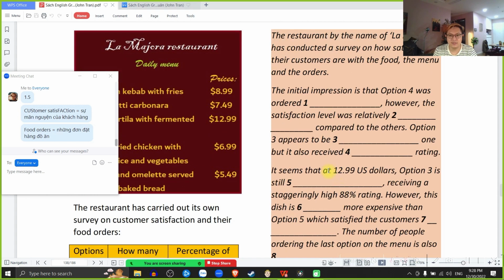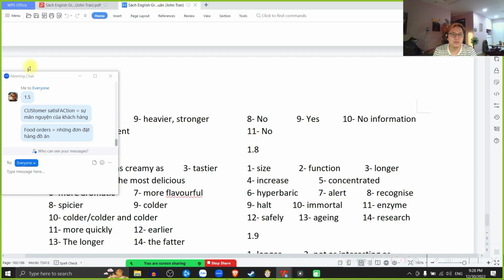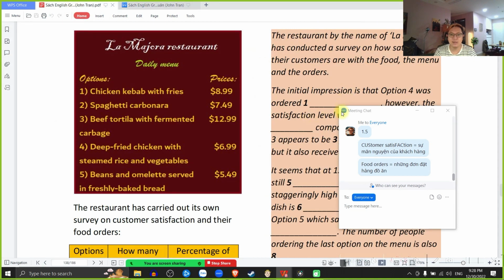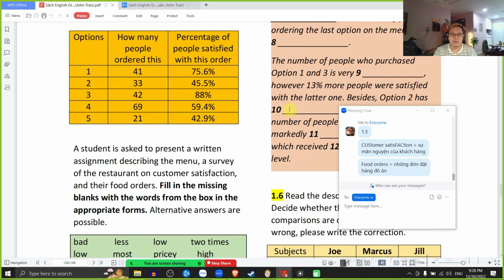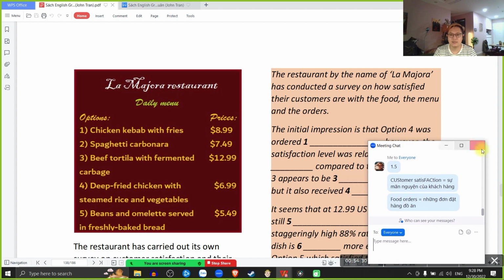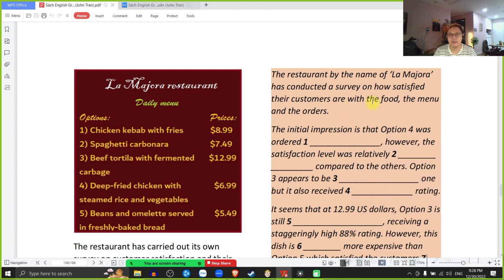Okay, I'll just read for you first, okay? So this is 1.5. So number 1 is the most. Okay, let's just go from here, okay? The restaurant by the name of La Majora has conducted a survey on how satisfied their customers are with the food, the menu, and the order.